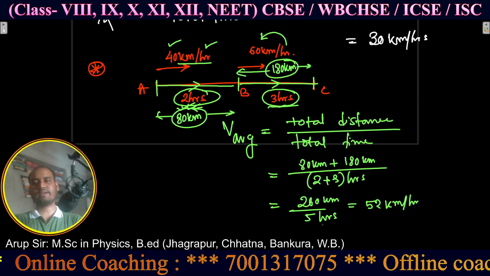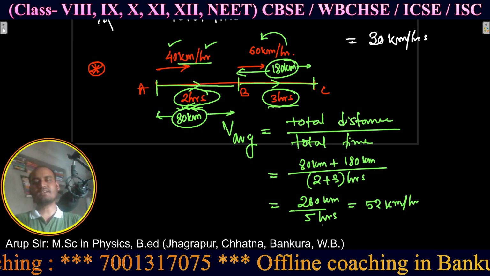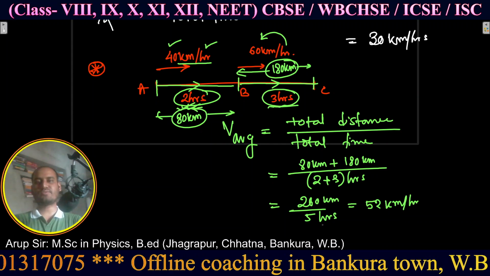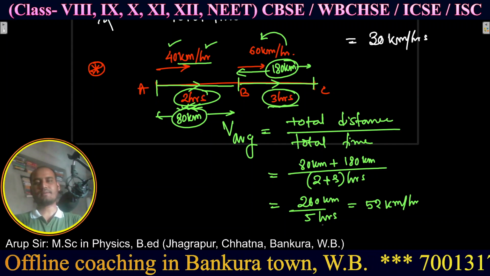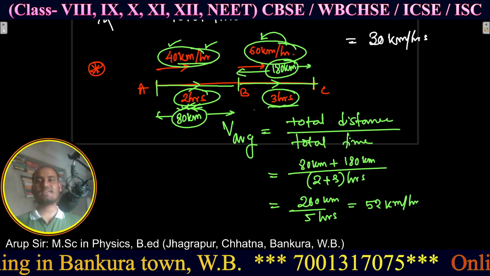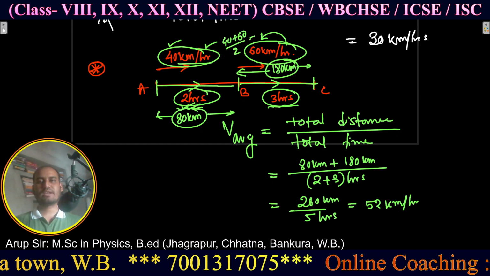You need to find out the total distance for this case. Here the total distance was not known, so for this case we need to find out the total distance first, then divide by total time. If these two values are given, this is 40, this is 60, what is the average speed, then you add up 40 plus 60 by 2 and you get 50.